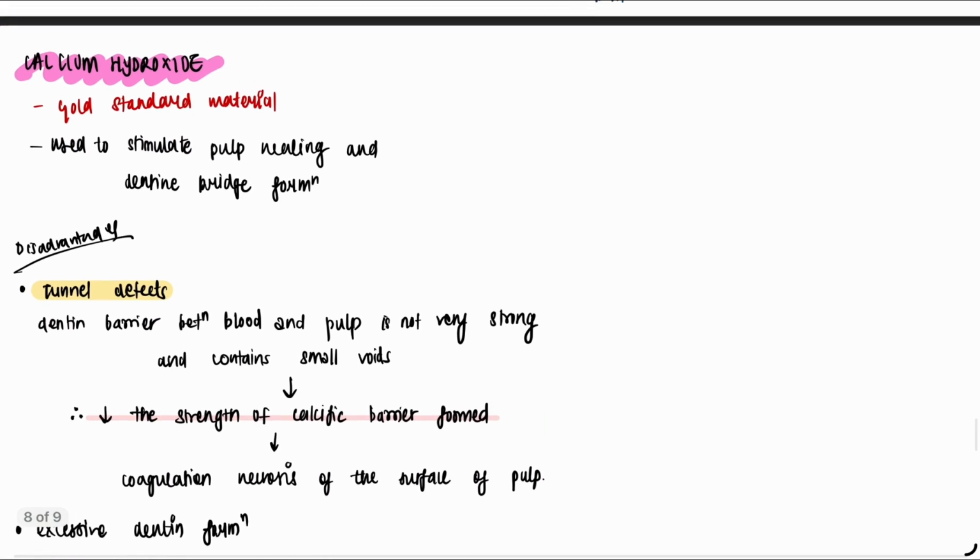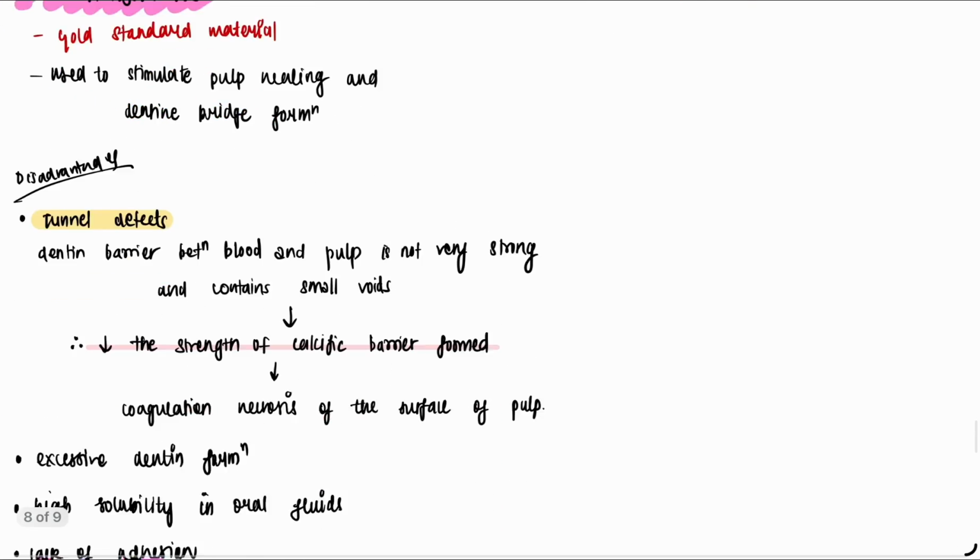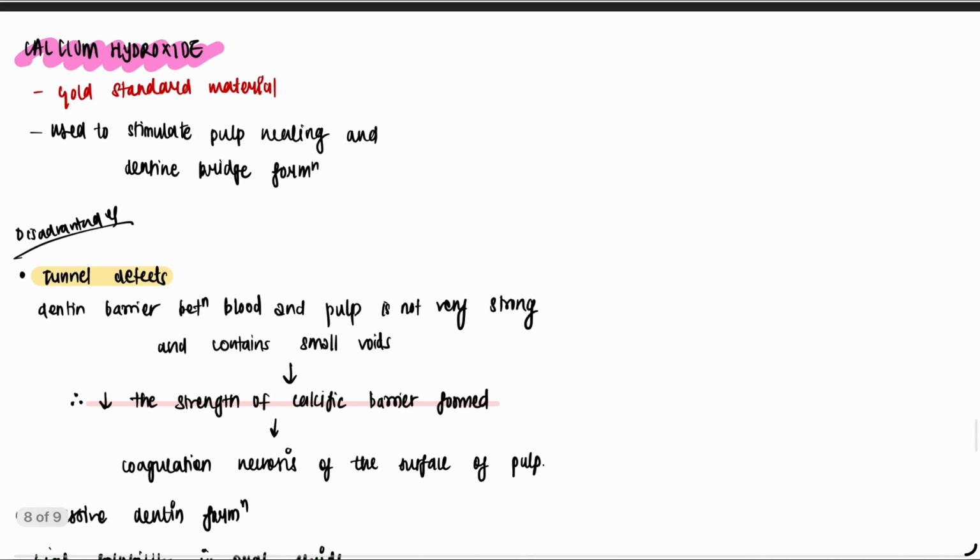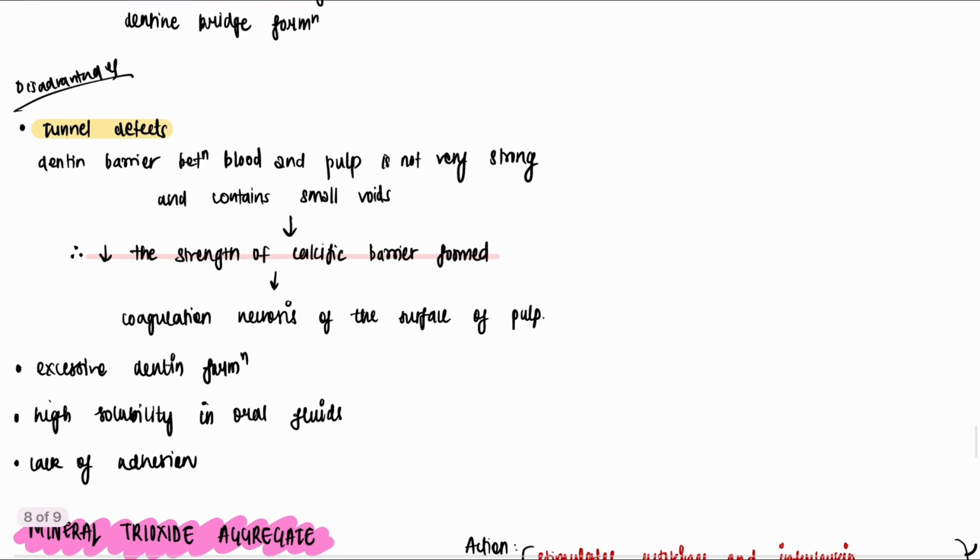We'll learn about two of the materials in detail. One is calcium hydroxide, one is MTA. Calcium hydroxide is a gold standard material. It is used to stimulate pulp healing and dentine bridge formation. There is one disadvantage, that is tunnel defects.